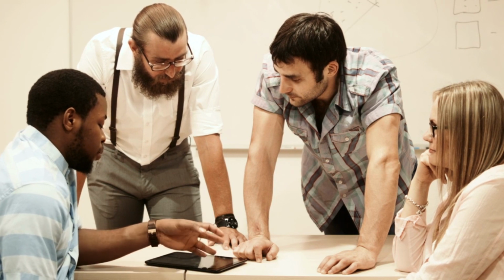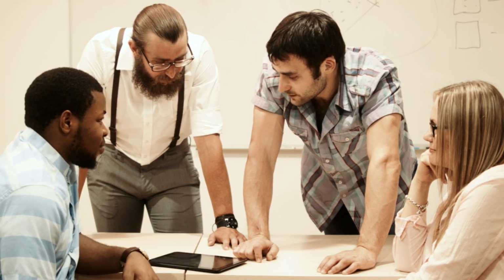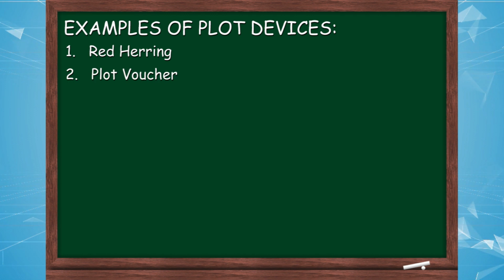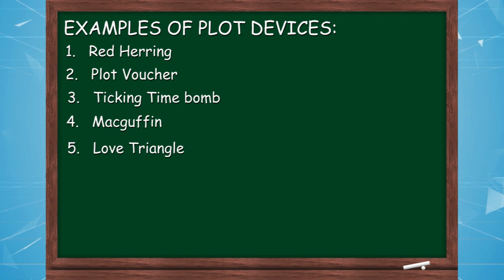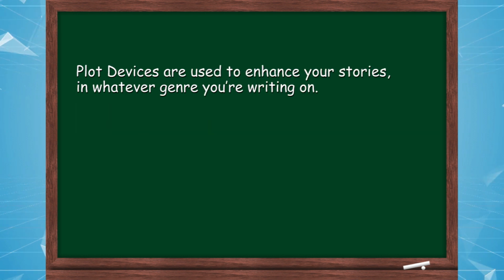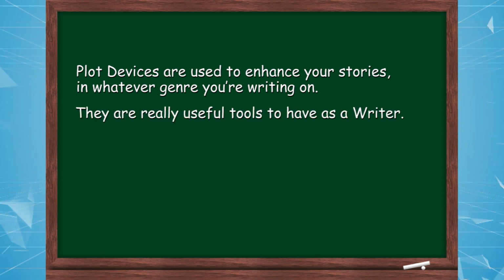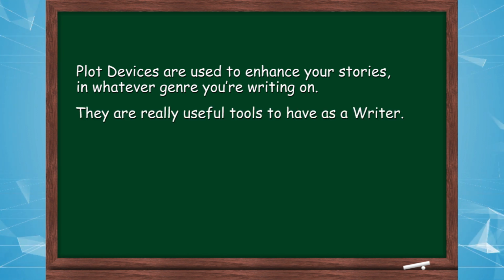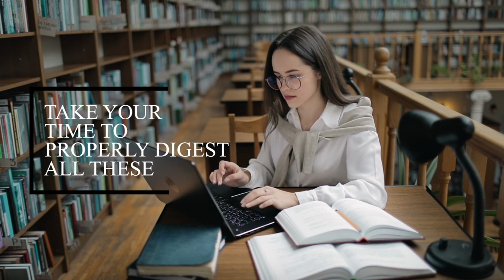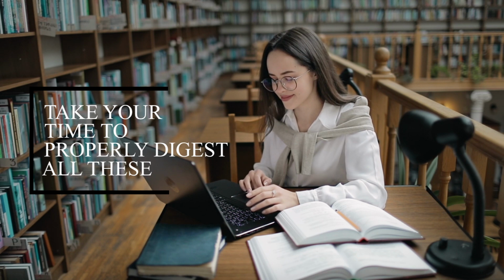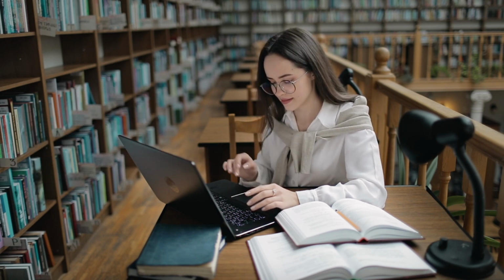Alright, we've covered 5 plot devices so far: red herring, plot voucher, ticking time bomb, MacGuffin, and love triangle. Remember, plot devices are used to enhance your story in whatever genre you're writing in. They are really useful tools to have as a writer. And like I always say, take your time to properly digest all these. The videos are there for you to watch as many times as you want.